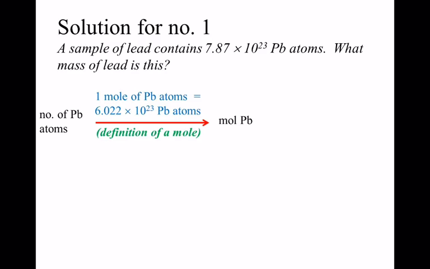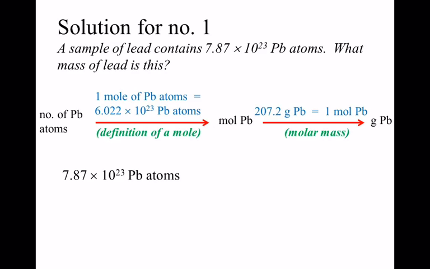So once we have moles, we can go ahead and get to grams using the molar mass, which is kind of like one of the problems that you guys did this morning. Once you have moles, we can use the molar mass to get to grams. And we said for lead, the molar mass is 207.2, and that's it.